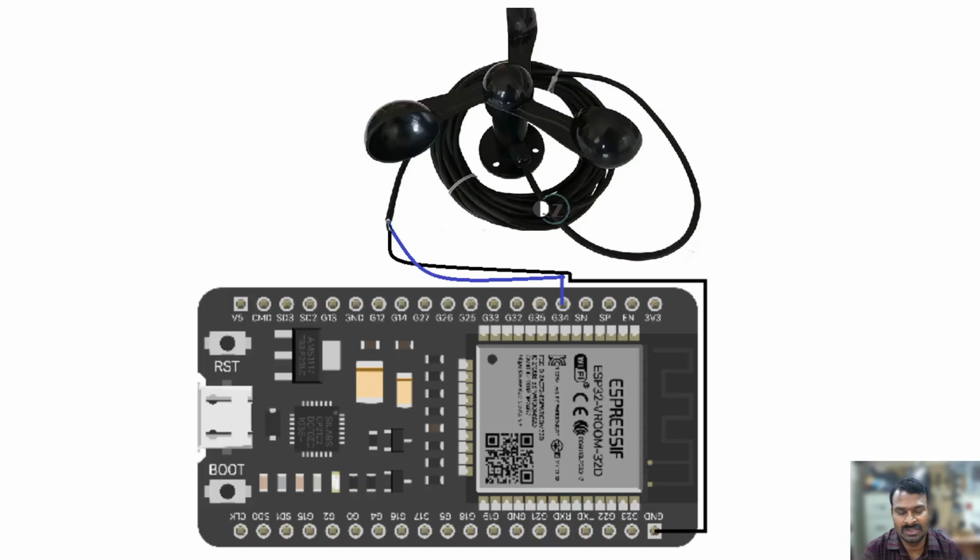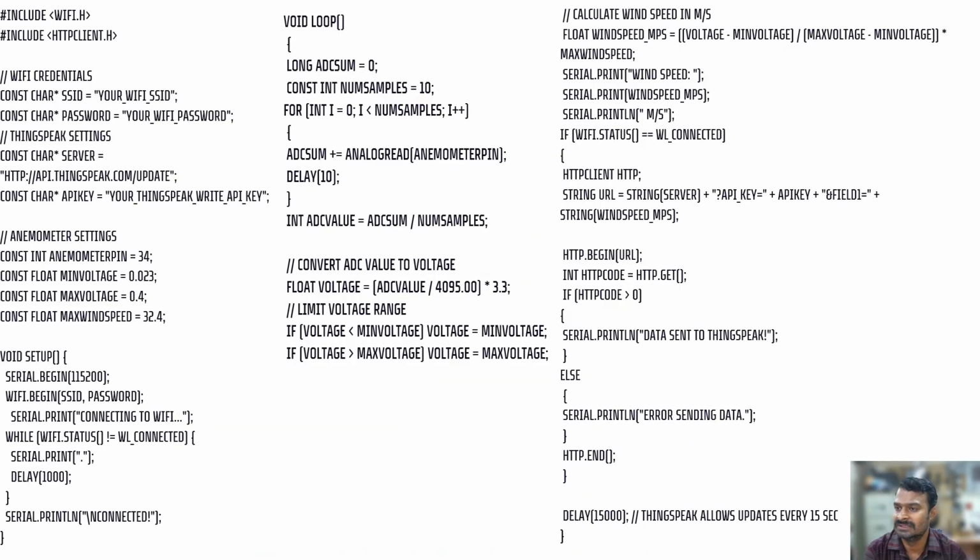The wiring connection is very simple, and we have only the positive and negative terminals of this wind sensor. The positive terminal is connected to any of the GPIOs. I have connected it to G34, and the ground pin is connected to ground. Now let us discuss the program in detail. The first step is that I have included the header files related to Wi-Fi module communication, and the second part is that I have added the Wi-Fi credentials like SSID and password. The third step is that I have declared the ThingSpeak server settings, that is the server name, API key and those things.